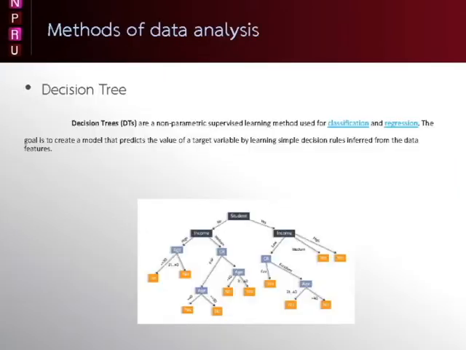Now, I will show the decision tree technique. Decision trees are a non-parametric, supervised learning method used for classification and regression. The goal is to create a model that predicts the value of a target variable by learning simple decision rules inferred from the data features.